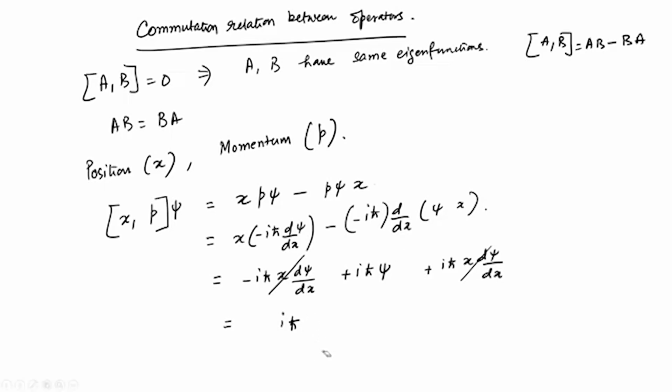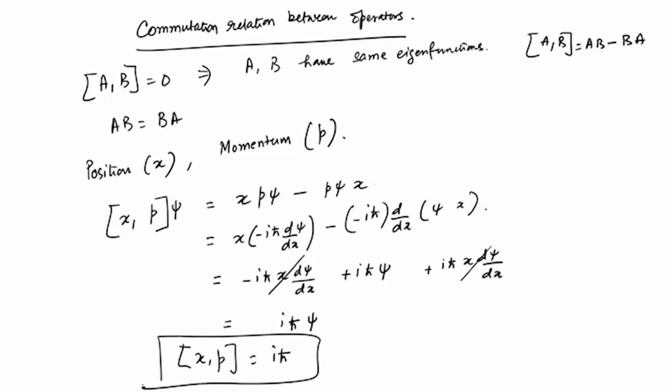So, this is simply equal to i h cross psi. So, that tells us that the commutation of x and p acting on psi gives i h cross psi. You can treat this as an eigenvalue equation, which tells you that the commutator of x and p is equal to i h cross. So, that is the commutation relation between x and p, and this has been told earlier that because they are canonically conjugate variables, they do not commute.